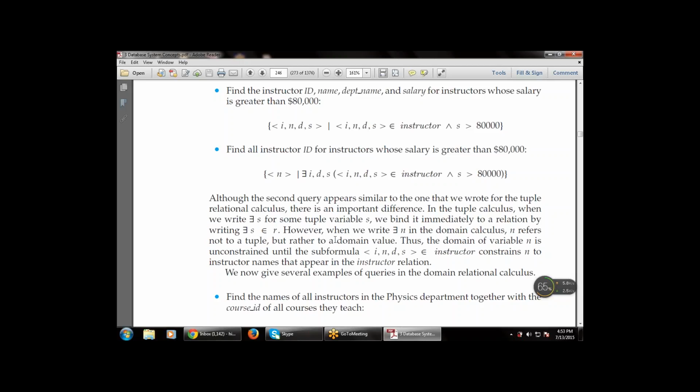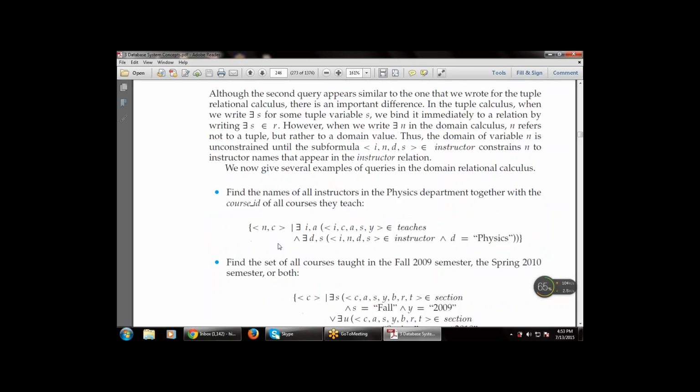Now, find the names of all the instructors in the physics department together with the course ID of all courses that they teach. So what's the course ID? It is the course ID of all the relations. So there is a N, C, then there exists I, A, such that I, C, A, S, Y is greater than the teaches, and there exists D, S, then I, N, D, S is greater than the instructor, and D is equal to physics.